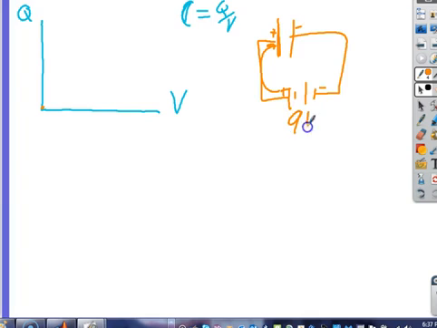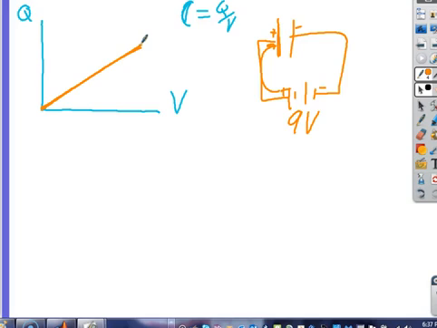Now, this could be, say, a 9-volt battery. That first one took 0 volts. The second one's going to take a little bit more than 0 volts, but certainly not 9 volts. And this increases then linearly. So every charge we add makes it harder to get another charge onto the plates. So we end up getting a graph like this.